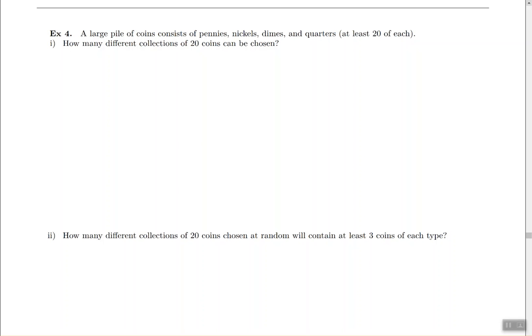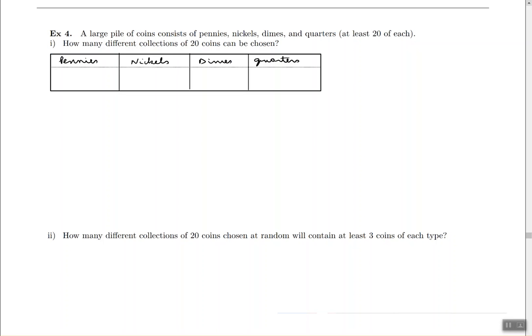So example 4 says we have a large pile of coins consisting of pennies, nickels, dimes, and quarters. There is a lot of each one of them, at least 20 coins of each. The question is, how many different collections of 20 coins can be chosen? Okay, so let's make a little diagram to understand what's going on here.